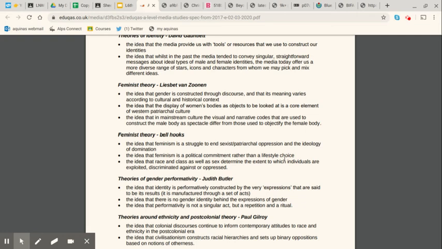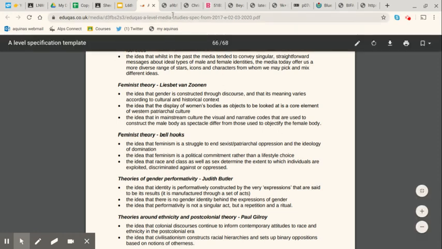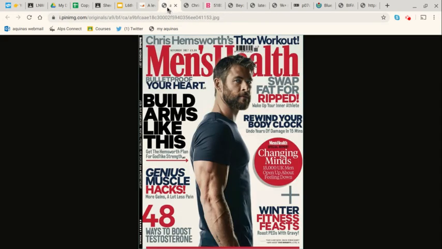I'll come back to the theory in a bit because I'm aware that this is getting quite heavy now. These can stay up on your screen. You can, like I said, pause this, go back to it, whatever you want to do with it. For now, I want to show you these images of Chris Hemsworth. So first, here we have Chris Hemsworth's Thor workout.